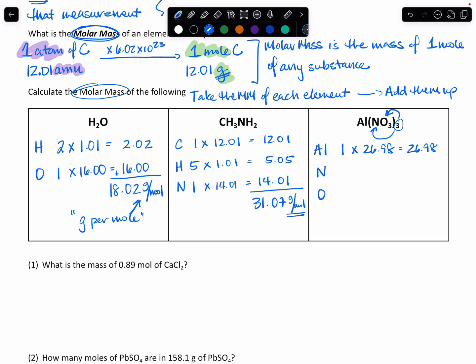All right. And then for nitrogen, we have one nitrogen inside the parentheses and then 3 of those NO3 groups. So we have 3 total nitrogen atoms here. So 14.01 times 3 is 42.03. All right, for oxygen, each NO3 group has 3 oxygens, and then I have 3 of them. So 3 times 3, we have 9 oxygen atoms. So that's going to be 16 each for 144. Then we're going to add those up, and this is 213.01 grams per mole.